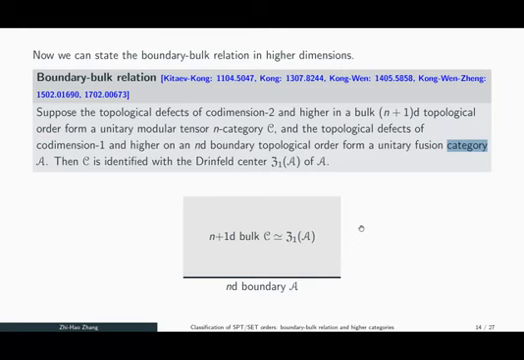Okay, so I have a question. Yes. So the center for the N-category is also well defined?